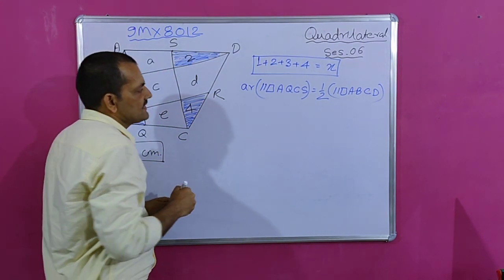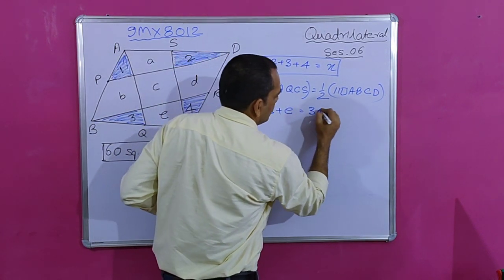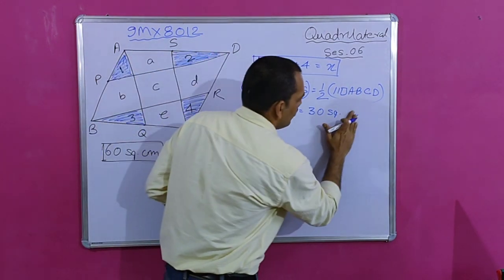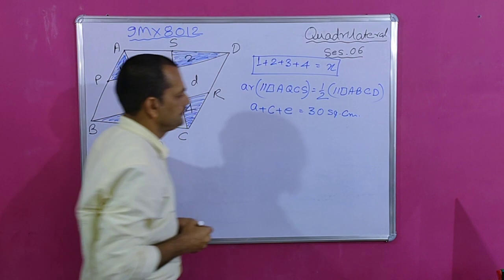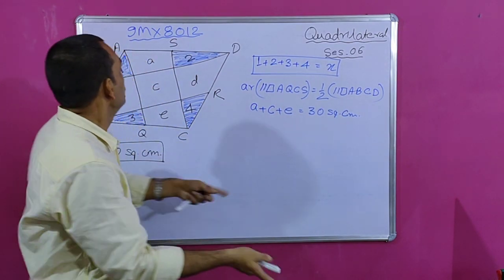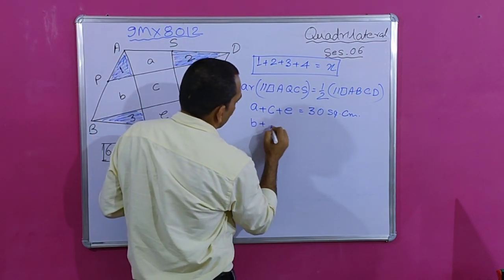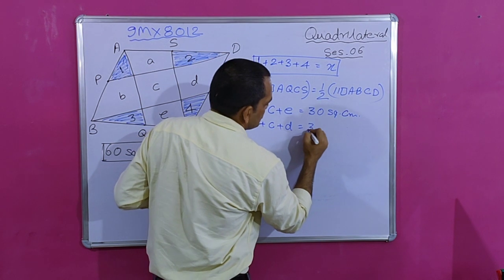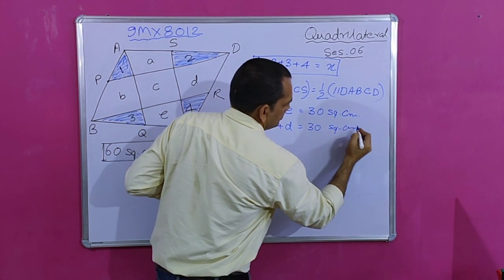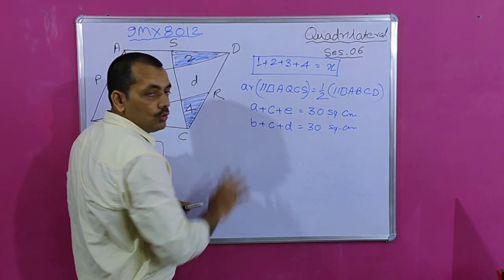It simply means A plus C plus E is 30 square unit. Or if it is centimeter, as given, 30 square centimeter. So ACE is 30 square centimeter. Similarly, if we go this way, B plus C plus D is 30 square centimeter. So let's add these two.